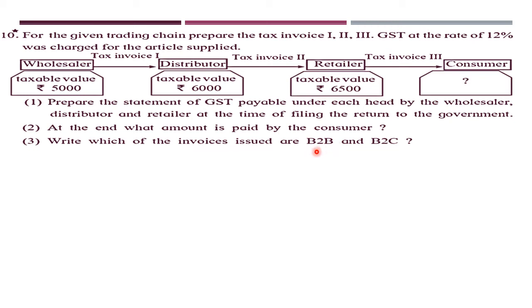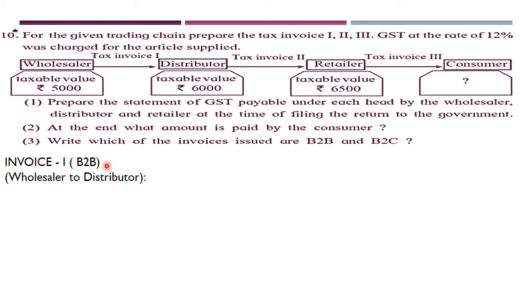B2B means business to business invoice, and B2C means business to consumer invoice. Tax invoice 1 is business to business. Tax invoice 2 is B2B again, whereas tax invoice 3 is from business to consumer or business to customer. First, invoice 1 is B2B, which is the third part of the question, I am writing the answer here itself.